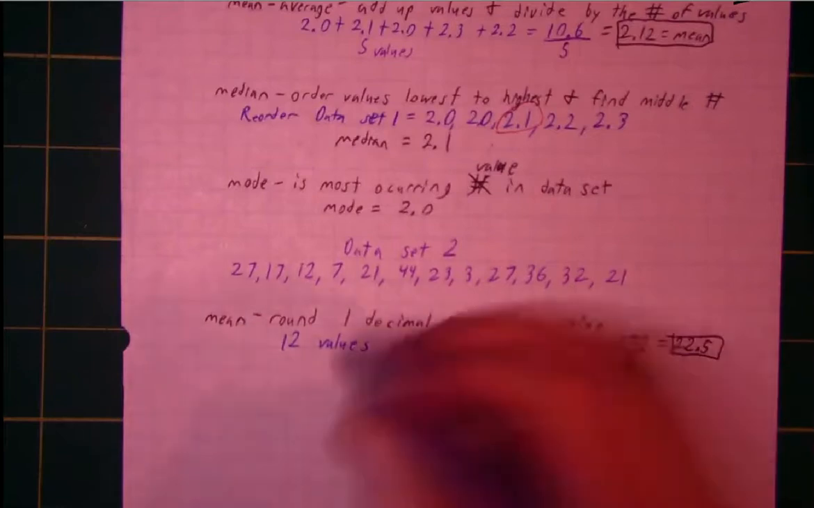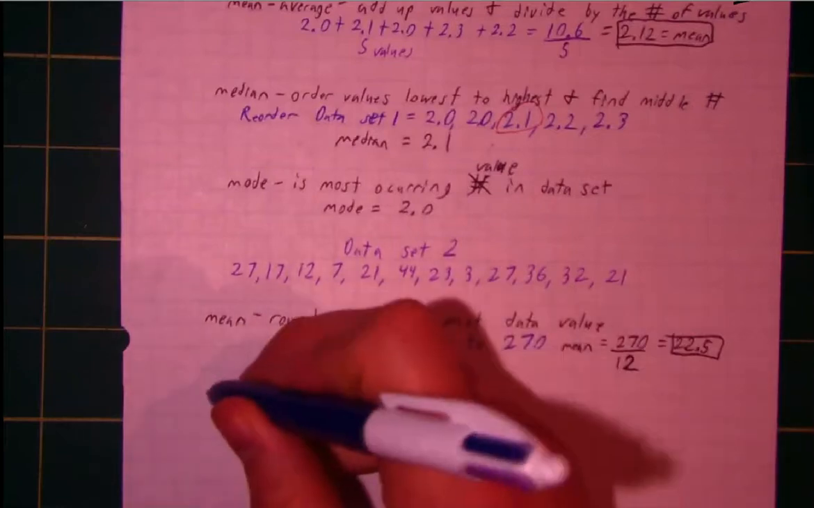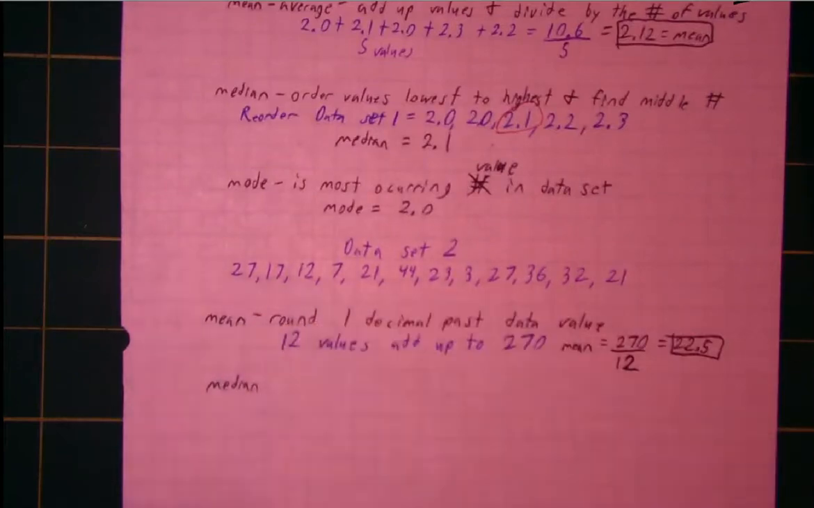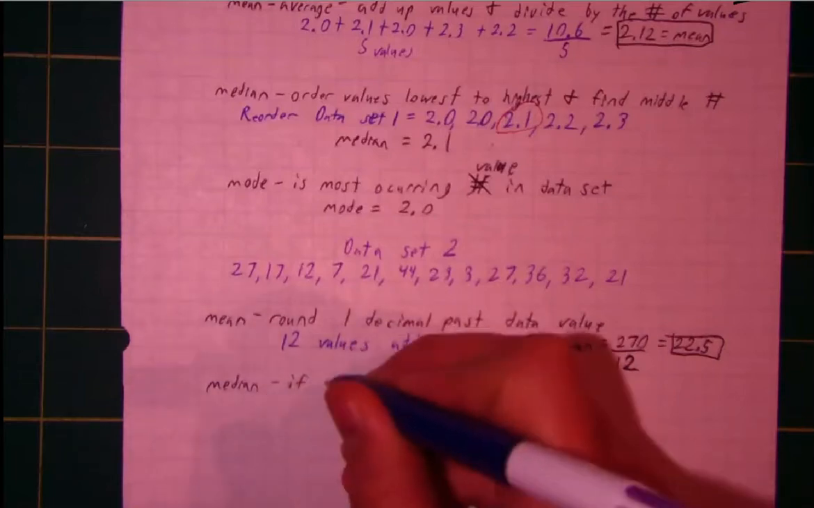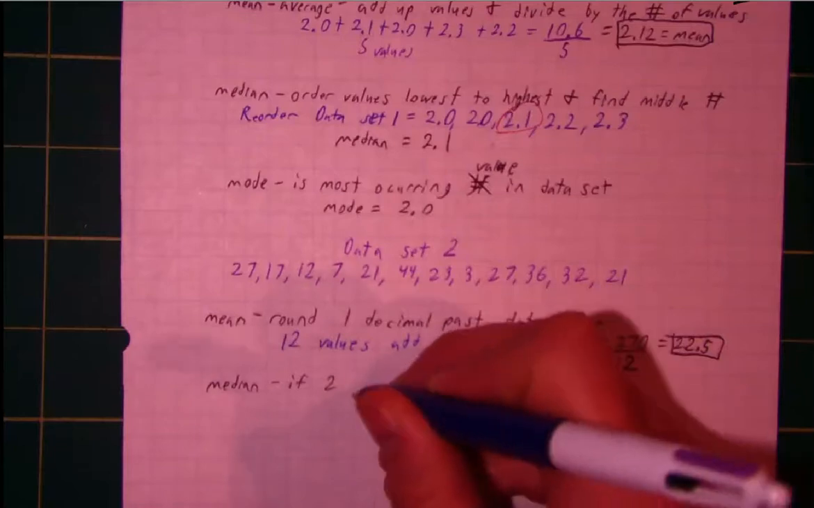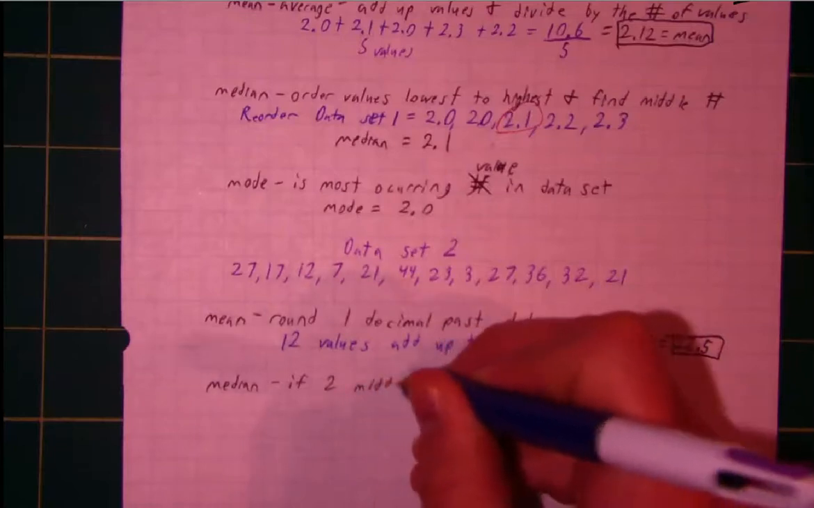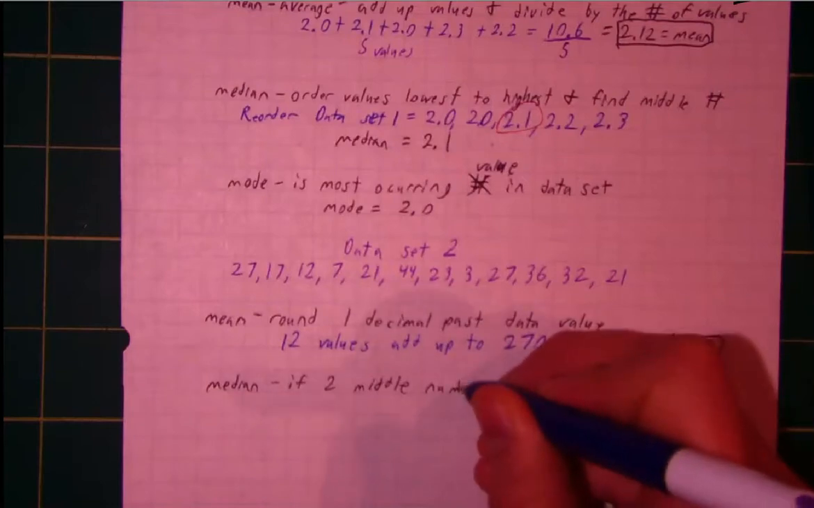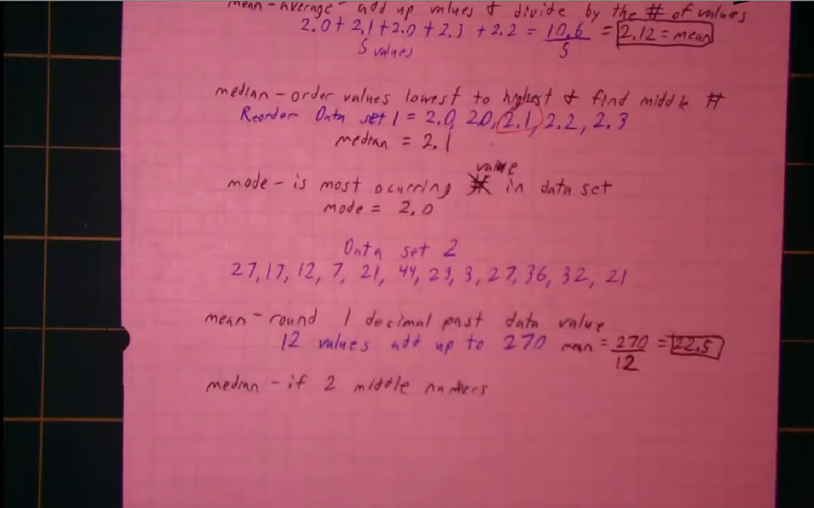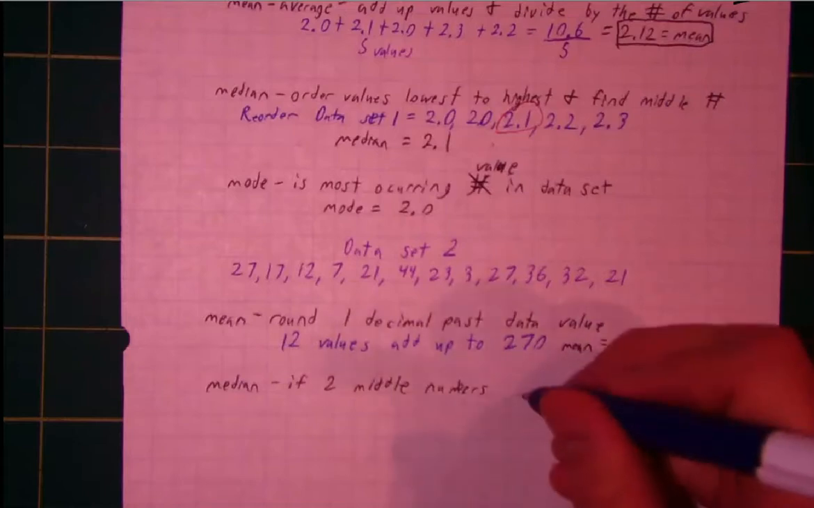For median, there's an extra rule as well. So we can write that out for ourselves. For median, we can say that if there are 2 middle numbers, meaning you have an even data set, make sure you spell numbers correctly, all you have to do is average them.